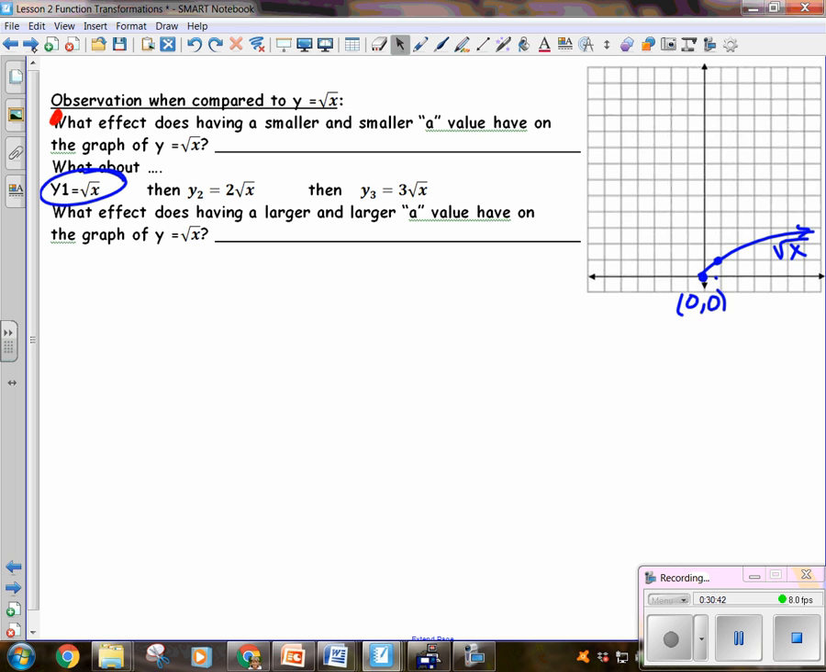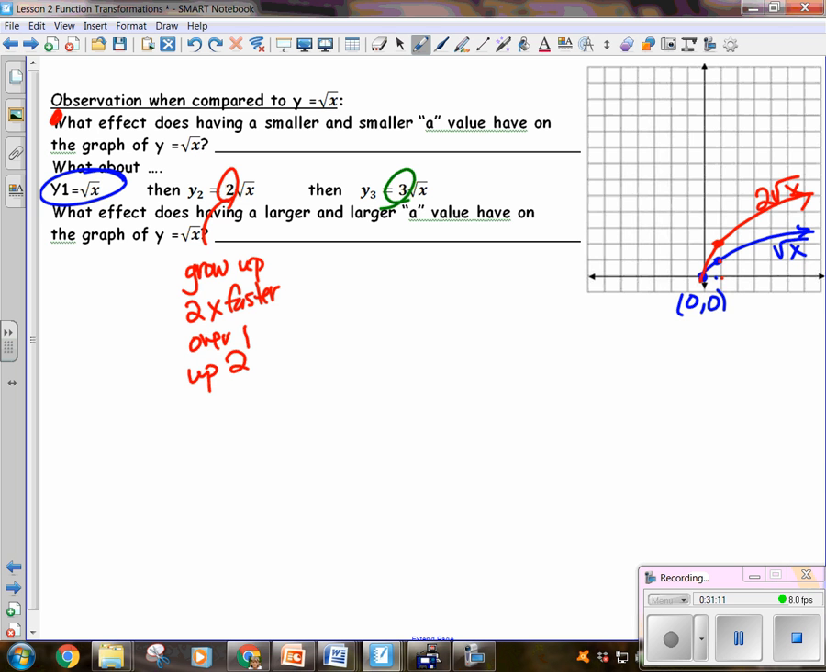Now what happens if I put a 2 in the front? Remember, it's going to grow up 2 times faster. So this means it's going to go over 1 and up what? 2. So I'm going to go from the center, always start at 0, 0, come over 1 and up 2. That is 2 square root of x. So you can see it almost looks like someone reaches down, grabs it, and pulls it up. Okay? All right, last one.